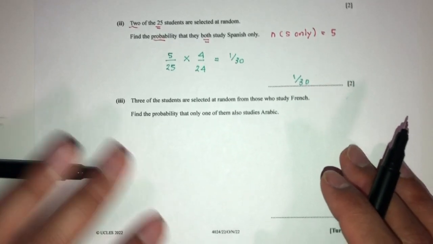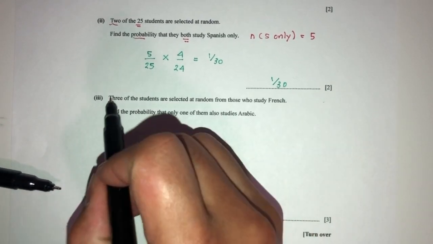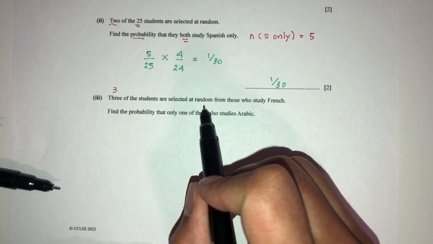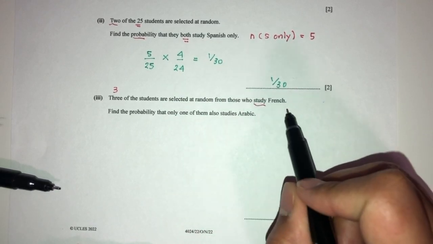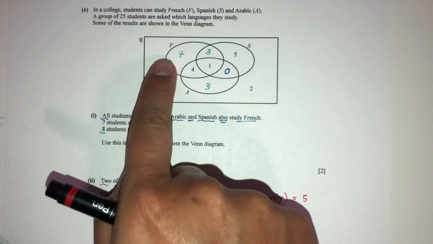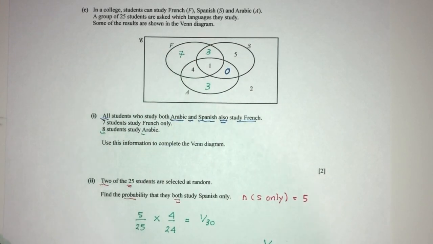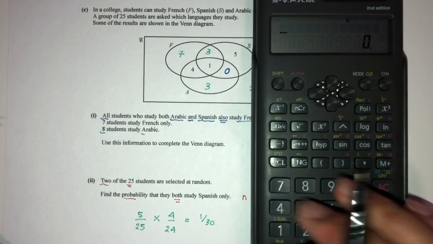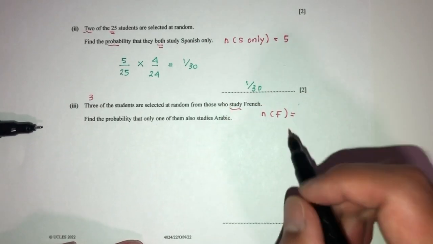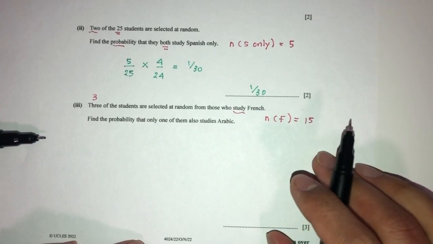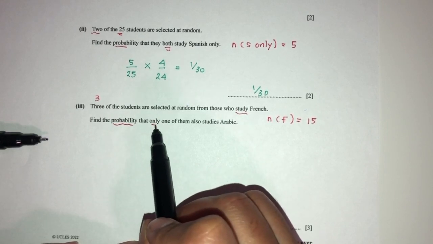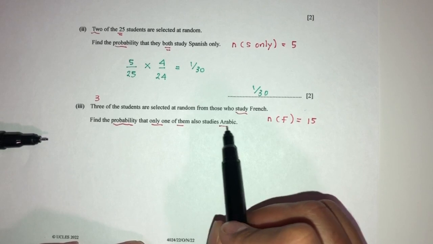Let's see what do we have. So 3 of the students are selected at random as well, from those who study French. What is the number who study French? According to my graph, French is 7 plus 3 plus 1 plus 4. That should be 15, but let's check. Yeah, that is 15. So French will be 15. Now we have to find the chance that only one of them also studies Arabic.